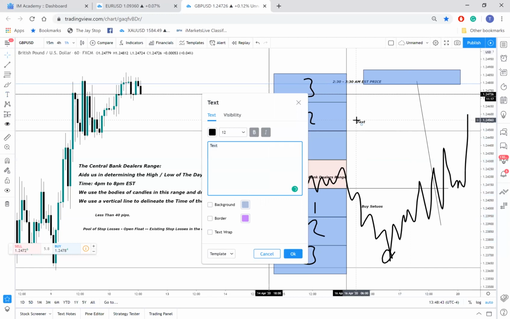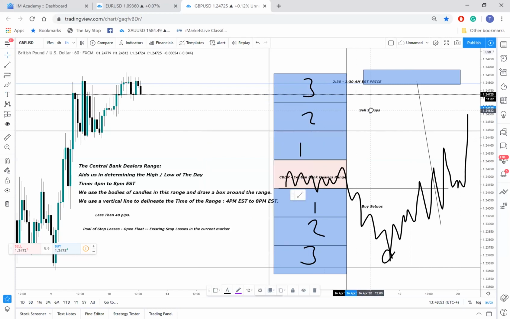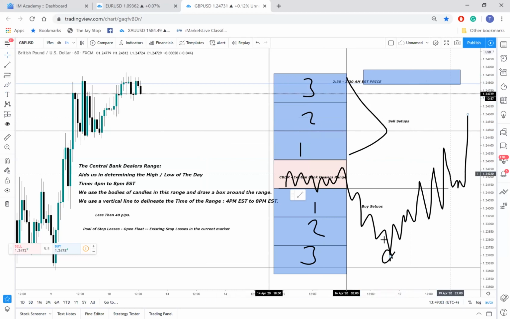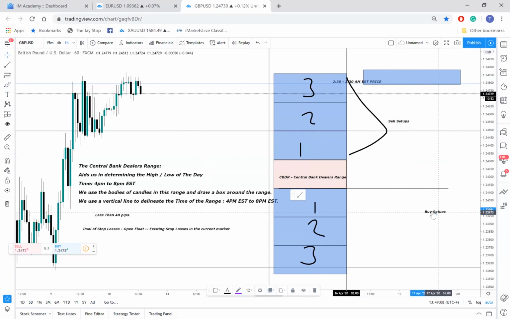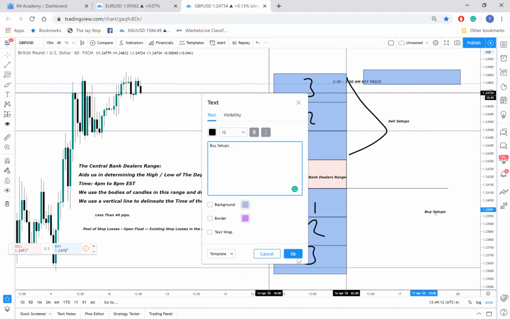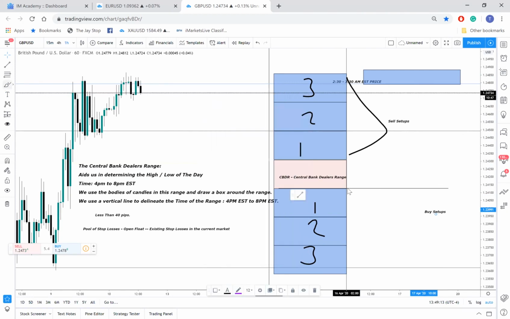So you want to be buying underneath that range for buy setups. You want to be selling, this is going to be your sell setups, above the range, right? From here to here. This is your sell setups. A little typo there. And your buy setups are from here to here, right? So we have the range. Buy setups are underneath. Sell setups are on the top.